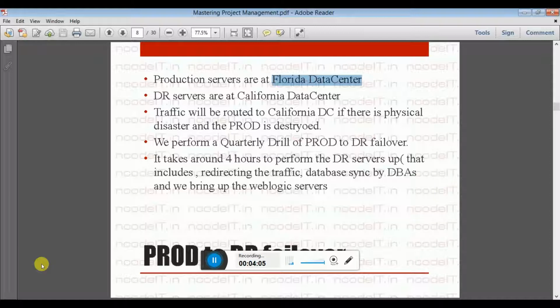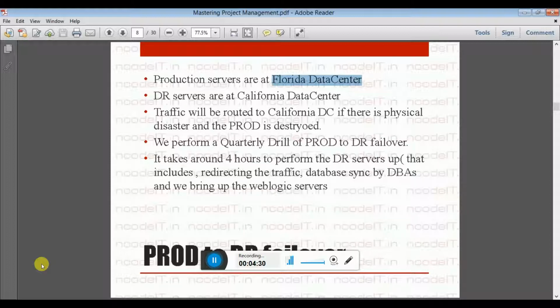So the traffic will be redirected to the California DC, and this rerouting will be done by the network team, not you. So we just have to make sure that before the rerouting, the DR servers are up. Even before the DR servers are up, you need to make sure the DR database is up, because unless the databases are up, you cannot bring up the WebLogic servers.